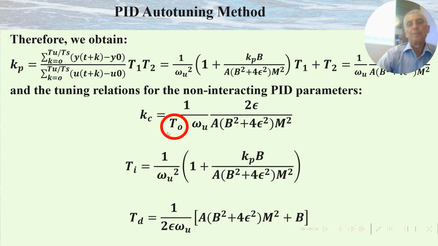Introducing this in the previous relation, we finally have the formulas to calculate the parameters of the PID controller. So this can be done automatically. You press a button and the auto-tuning procedure starts, and finally these three parameters are computed and fixed in the PID controller.